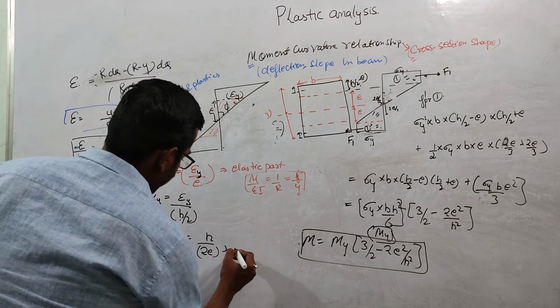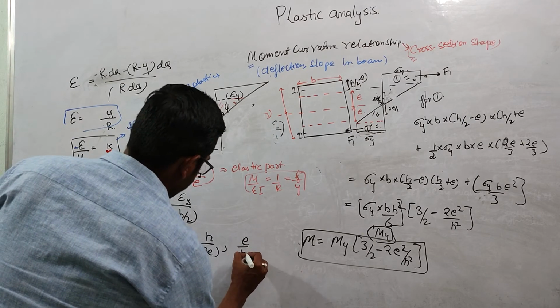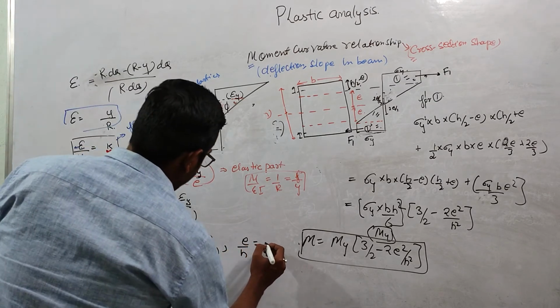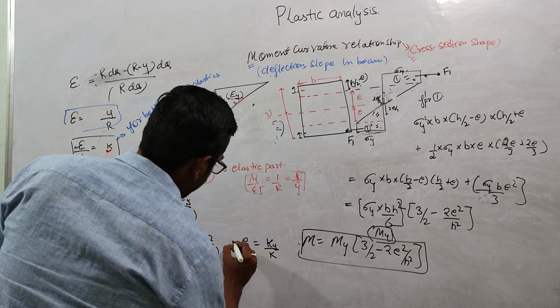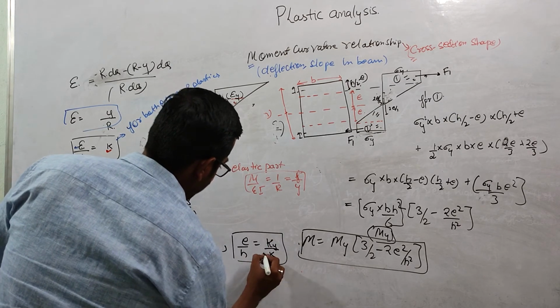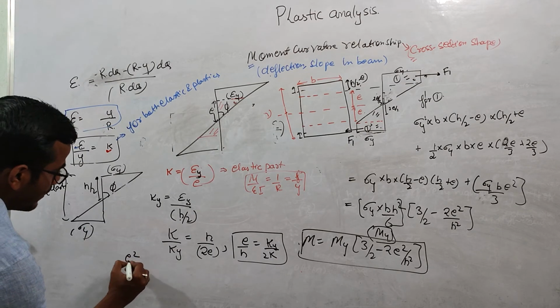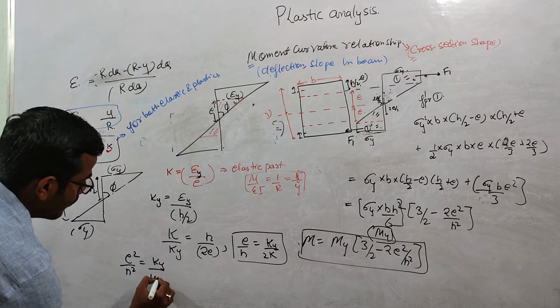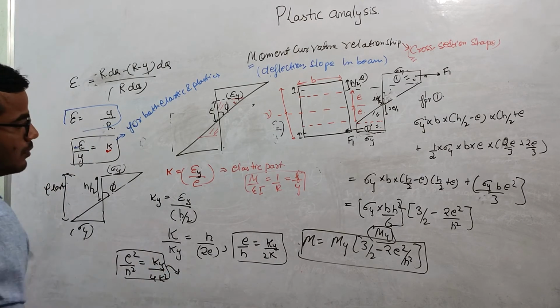So from here, E by h will be equal to ky over me k, to the power 2. Okay. So if you square this thing, this will be ky over me 4k square. Okay, and you need to put this value in this equation.